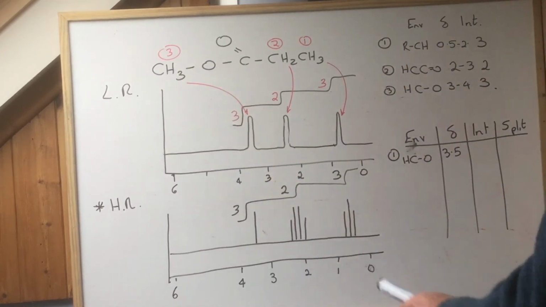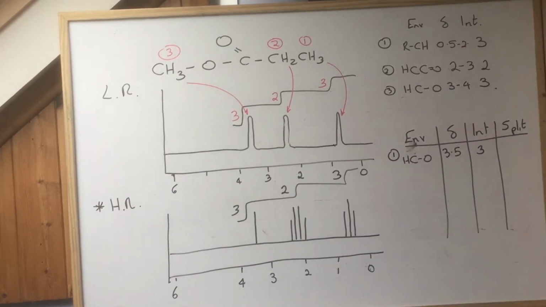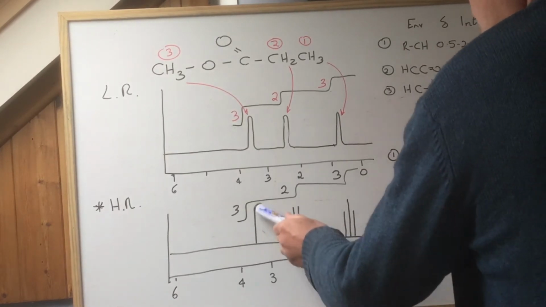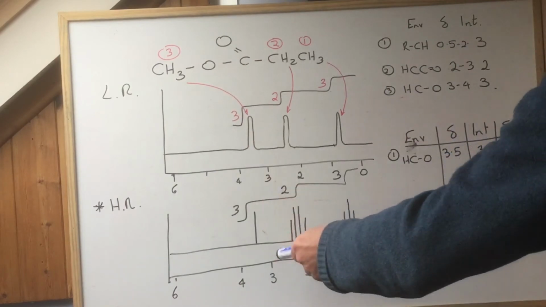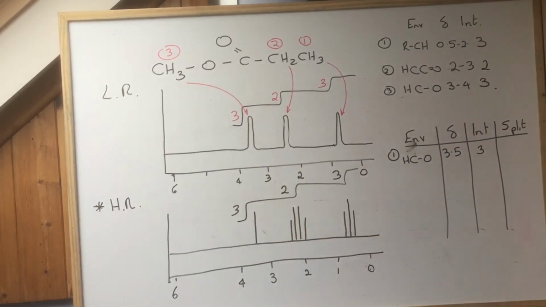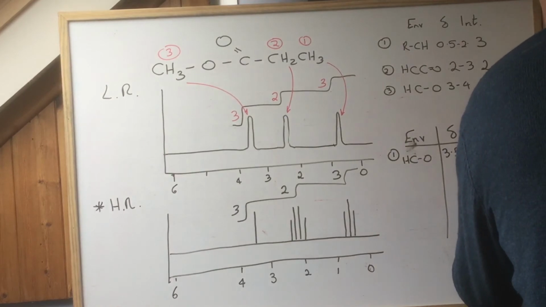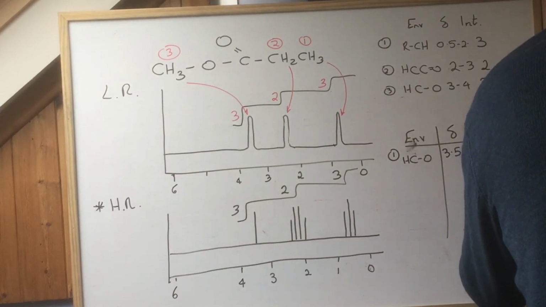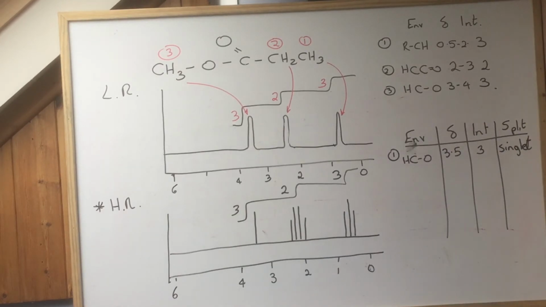Integration tells me there are 3 in that environment, and not split. When there's no adjacent carbon with protons on, it's not split, so it is not called a single peak, it's called a singlet. An isolated peak, not split, is called a singlet.